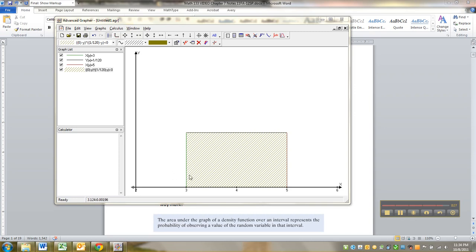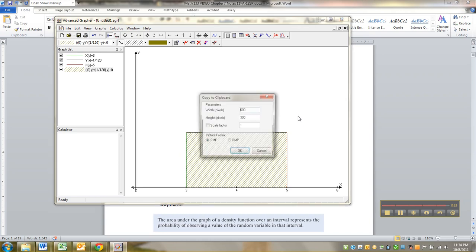So every minute from 3 to 5 is equally likely, and the height of this is 1 over 120 because there's 120 minutes inside there between 3 and 5. All right, so let me copy and paste this, and then I'll see you here for the next tutorial.